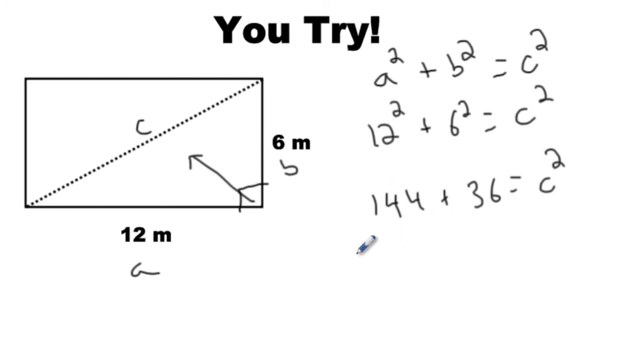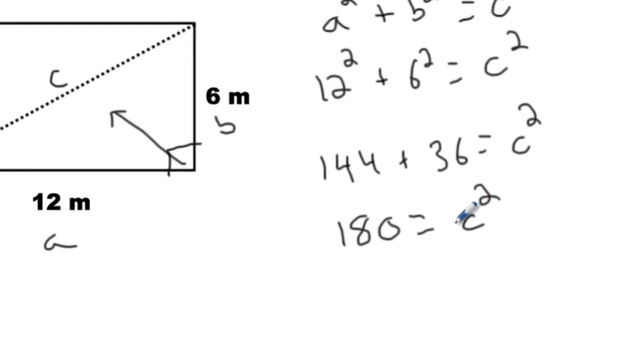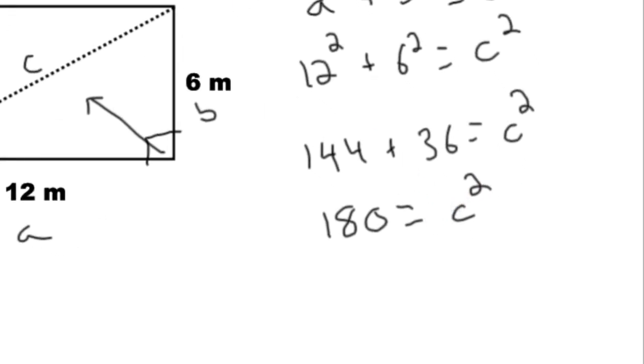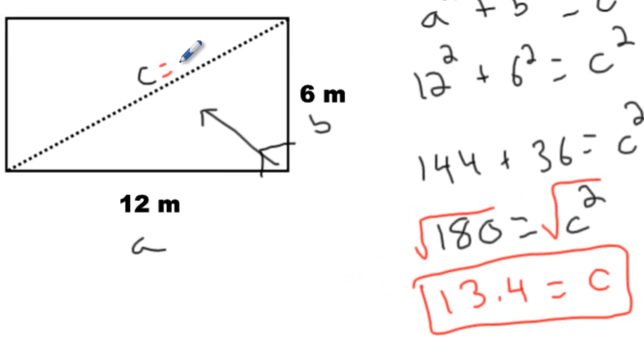Now keep your left side separate. 144 plus 36 is going to be, let's see, 54, 64, 74, 180. But I don't want C squared. I want C. Don't be sad. Square root. The square root of 180. Okay, I need a calculator for this because it's not a square number. Punching it in, I get 13.4. Equals, and square root of C squared is C. So C has to be 13.4 meters.